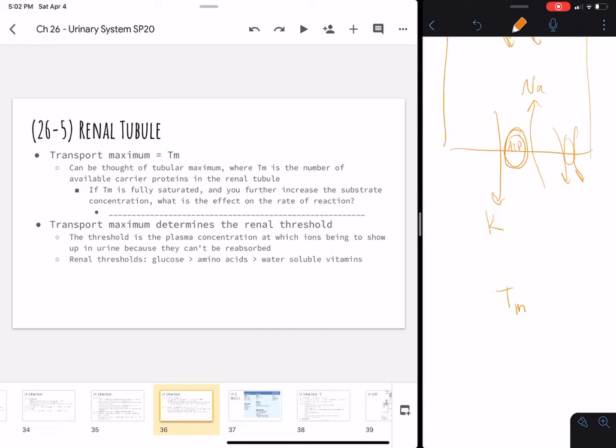And then transport maximum determines renal threshold. This is exactly what I was talking about with the glucose. The renal threshold is how good the nephron is at collecting and reabsorbing the ions. There's a normal renal threshold, and if we have more ions than the renal threshold can reabsorb, then the nephron is failing.